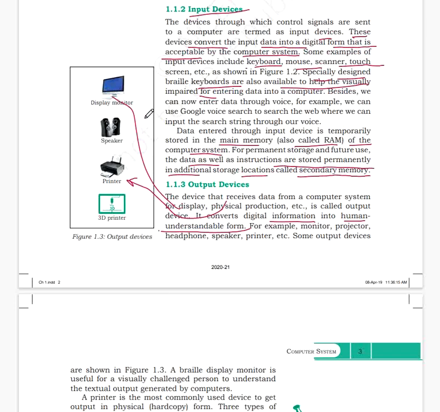Basically, your monitor takes data from the CPU in the form of 0 and 1. After that, it converts the data into the visible form. A speaker takes data from the CPU in the form of 0 and 1. After that, it converts it into voice or sound. And your printer takes data from the CPU in the form of 0 and 1, then converts it into the printout form. Exactly the same with 3D printers also. So your output devices are responsible for taking the data from the CPU in the form of 0 and 1 and converting it into the human acceptable form.